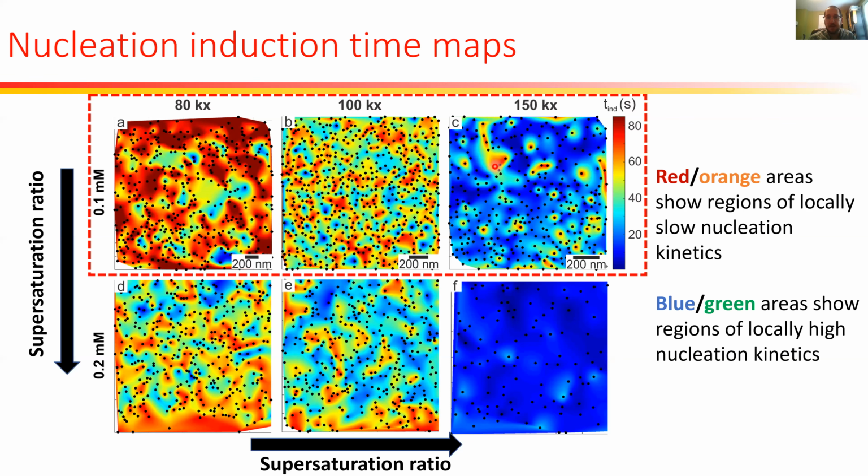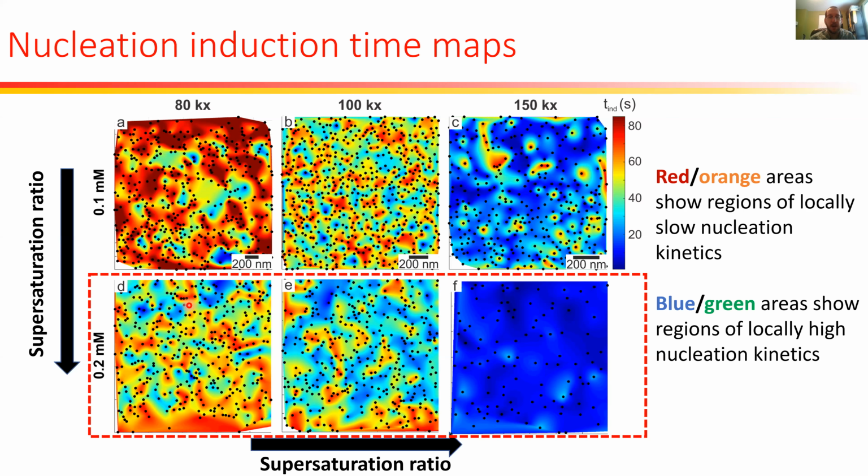We see something similar qualitatively happening for a higher precursor concentration. However, everything is shifted to faster nucleation rates, because we know that our supersaturation ratio is higher. Once we get to this highest ratio down here, 0.2 millimolar, 150 kx, pretty much the entire area is blue. We have almost uniform nucleation kinetics across the interface.